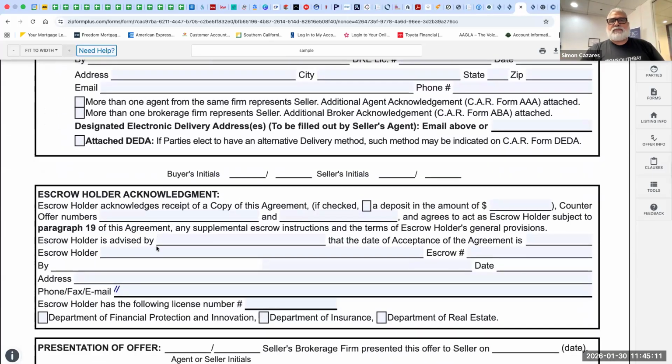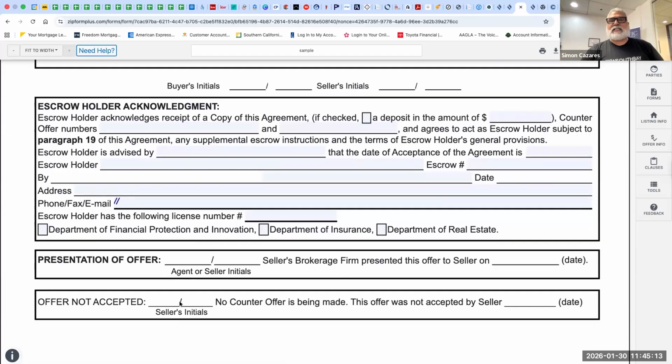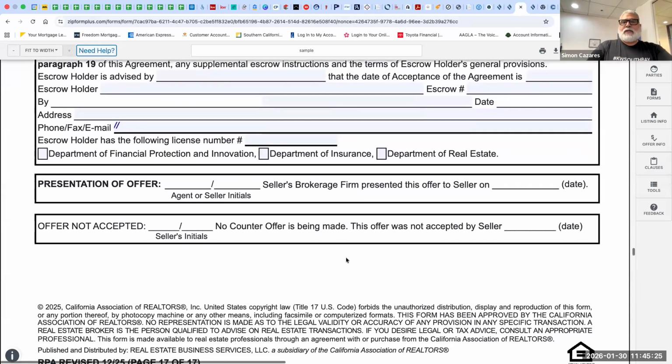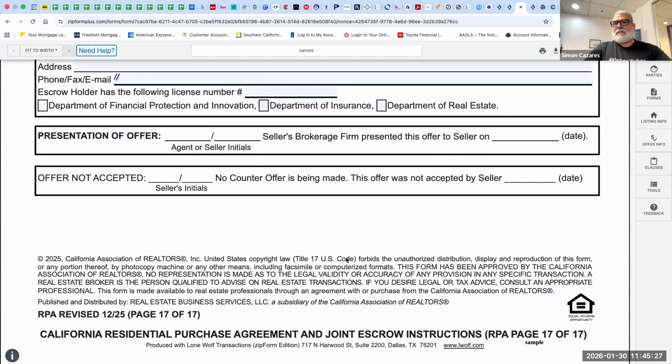The acknowledgement is right here for the escrow. If your offer is not accepted, then the seller can initial and say that your offer unfortunately was rejected. You can also say that the offer was presented, and the seller agent or the sellers can sign here. And that pretty much wraps up the purchase agreement.